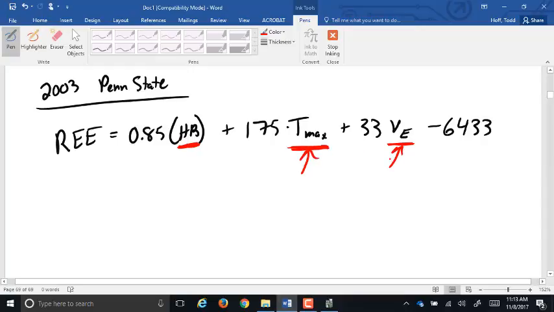So if you wanted to estimate how much working out changes your energy expenditure for the day, the Penn State model would be the one you'd want to use, because it considers your body temperature and your change in volume of exhalation.